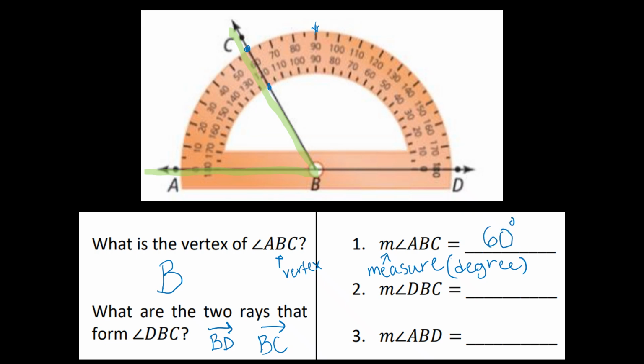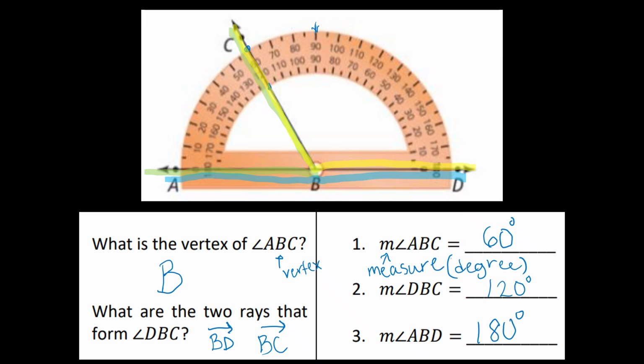That's the smaller number. Okay, if I choose a different color of highlighter, I'm going to highlight DBC. DBC, that's an angle, and it's at the same spot on the protractor, but that angle is more open than straight up and down. So this one is going to be 120 degrees because that's the number that is bigger than 90. And then the last question, what is the measure of ABD? That angle goes all the way across. It is a straight angle, and the measure of that angle is 180 degrees.